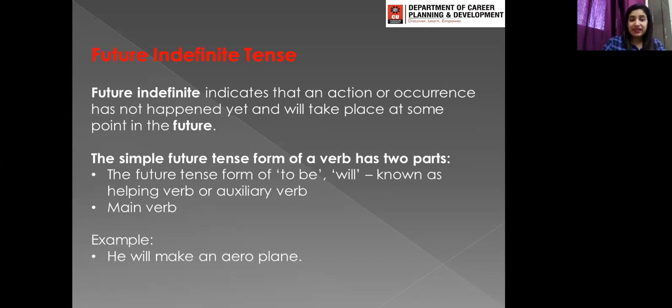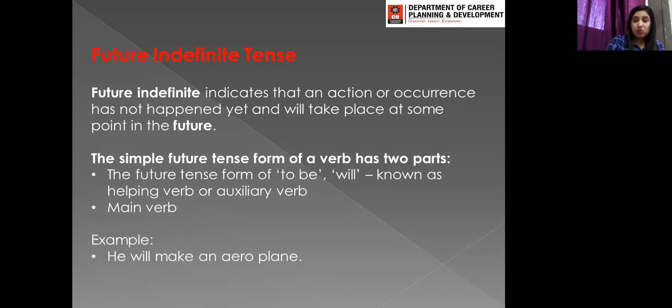Future indefinite tense indicates an action or occurrence that hasn't happened yet and will take place at some point in the future. As I've already told you, future tense is all about things that haven't happened yet but are going to happen. Future indefinite, also known as simple future tense, has two parts. One is the helping or auxiliary verb, which is will or to be, and the other part is the main verb.